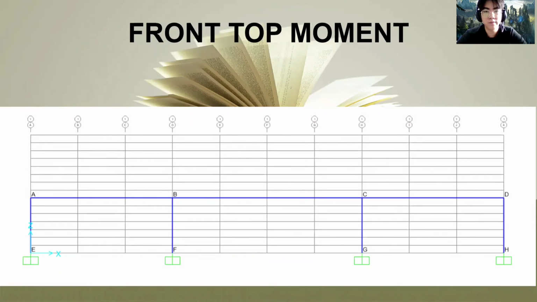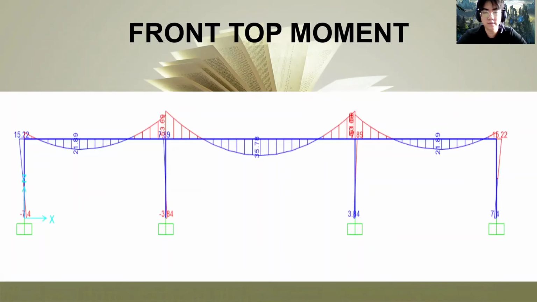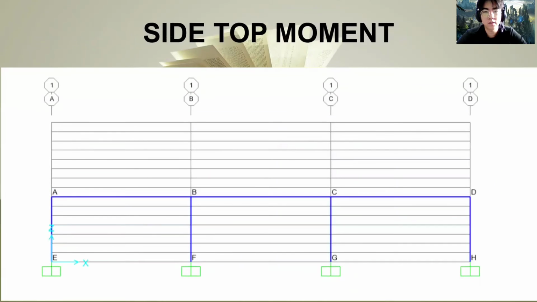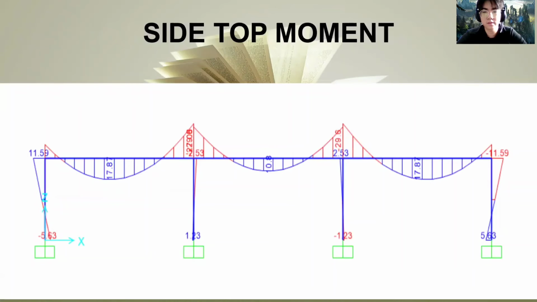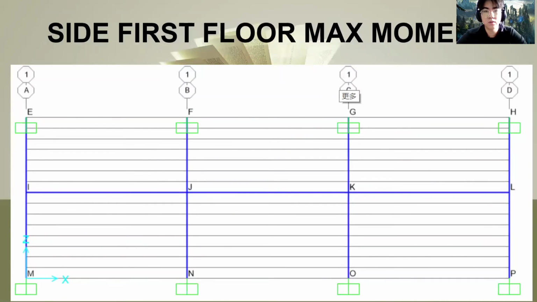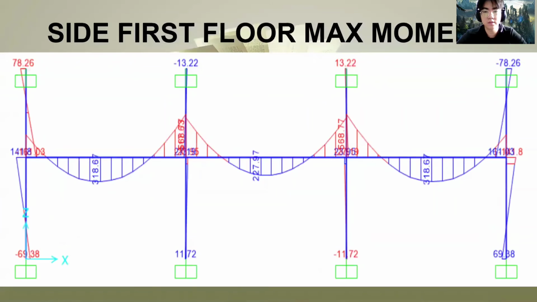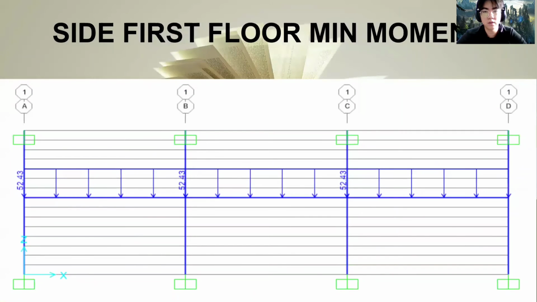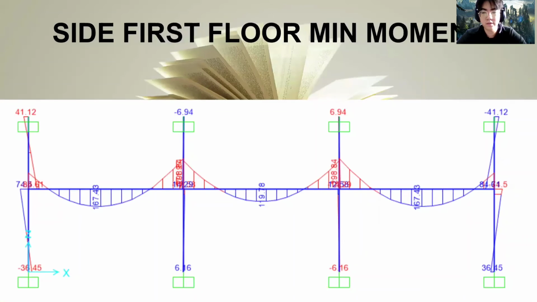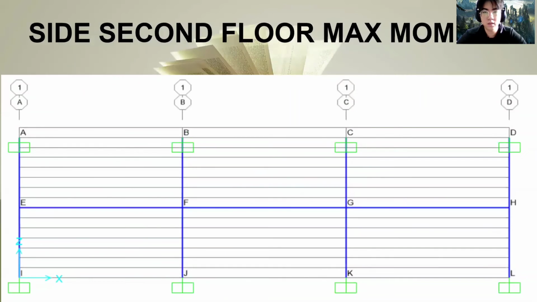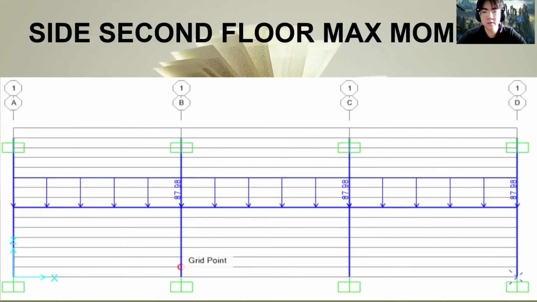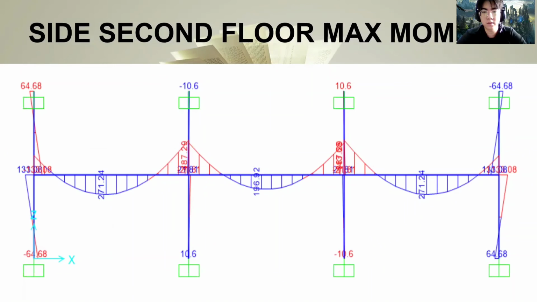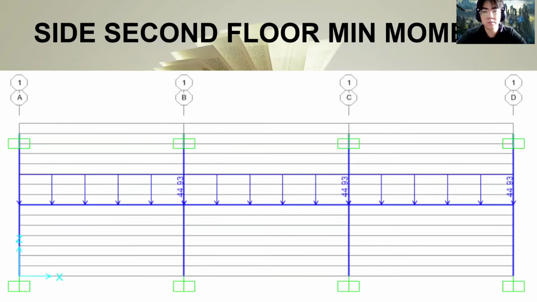So we go to the front view top moment. Then we go to the side top moment. Then we go to the side view first floor maximum moment. We go to the minimum moment. Then we go to the side view second floor maximum moment. Then we go to the minimum moment.